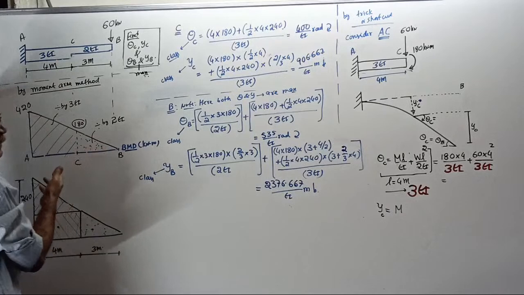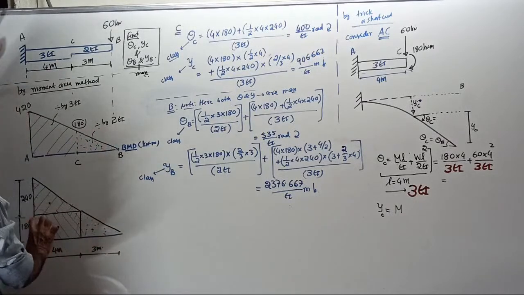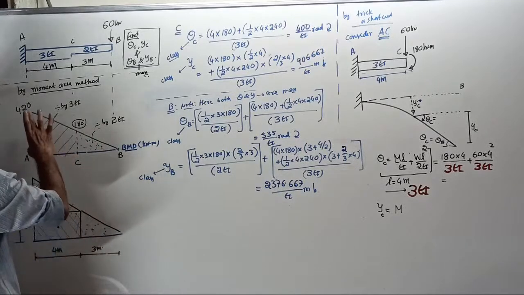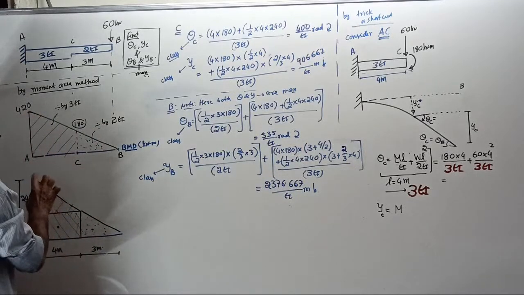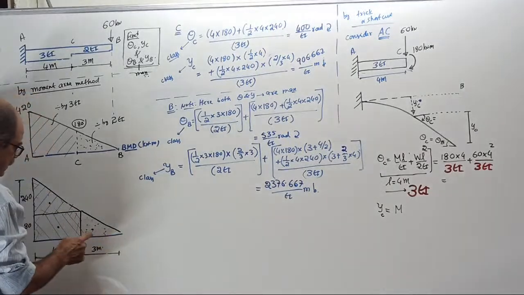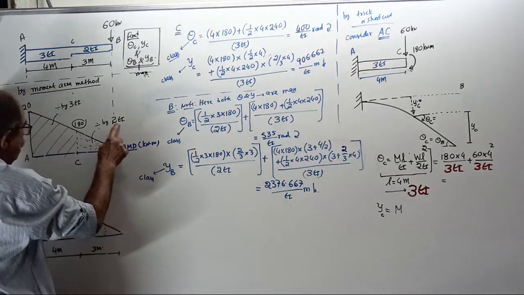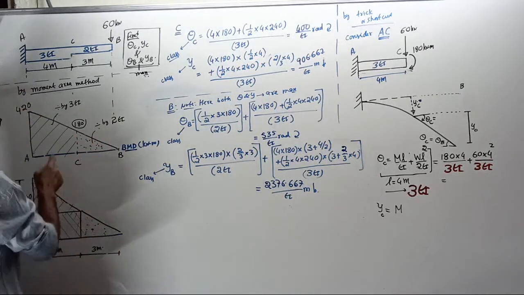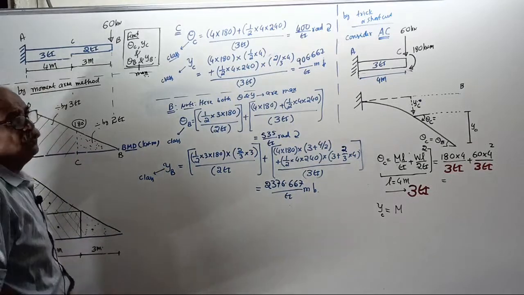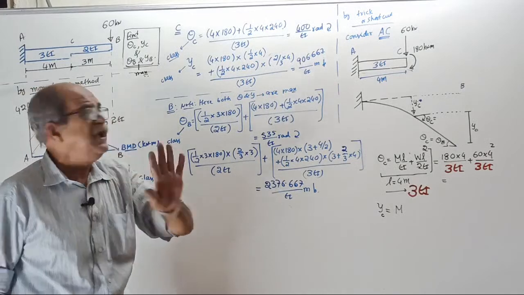Now, if you don't like the trapezium, what do you do? Maintain triangle. See, 180, 180. 420 subtract 180 is 240, one more triangle. So what happens now? The dotted triangle is divided by 2 EI, and the hatched portion is divided by 3 EI. Over.